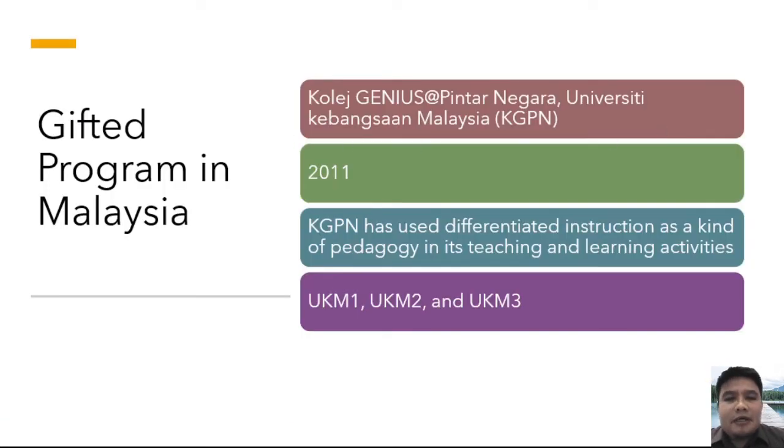Alright, some introduction about the gifted program in Malaysia. The gifted program in Malaysia started in 2011. The institution is called Kolej Jenis Pintar Negara Universiti Kebangsaan Malaysia, KJPN. KJPN has used differential instruction as a kind of pedagogy in its teaching and learning activity. The enrollment of students is through UKM 1, UKM 2, and also UKM 3.